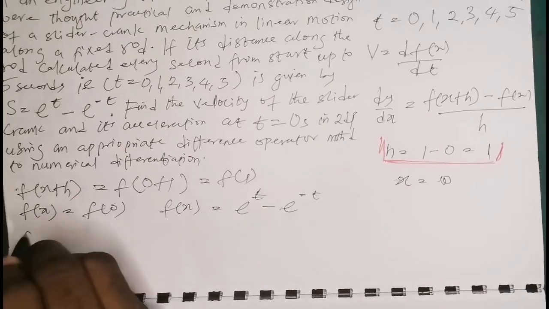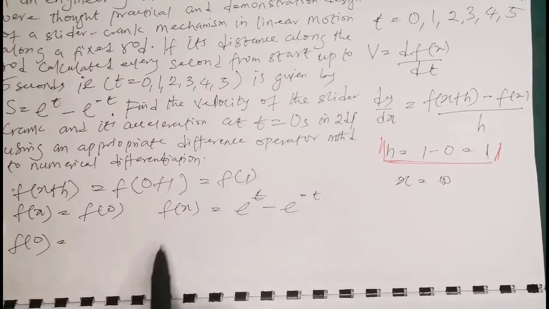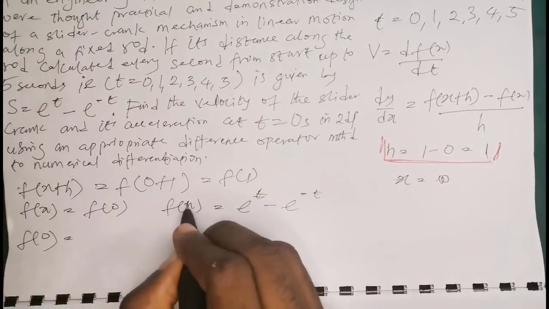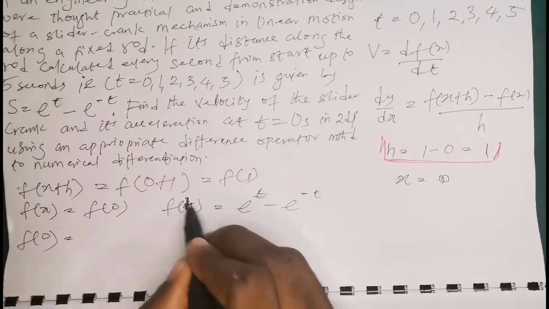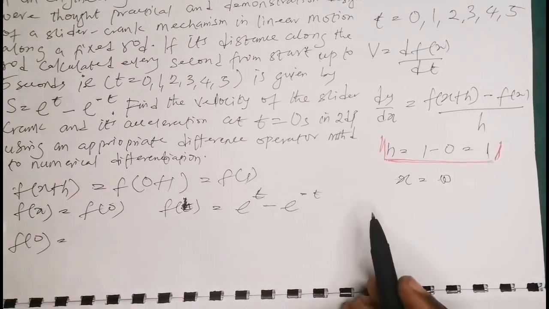So now we find f of 0, which simply means plugging the value of x to be 0, or the value of t to be 0. So in this case, please, this can be f of t instead of f of x, guys, because this is exponential t. But just to explain, f of x simply means the function itself given to us. So in this case, it's f of t.